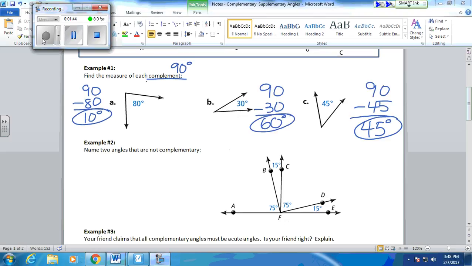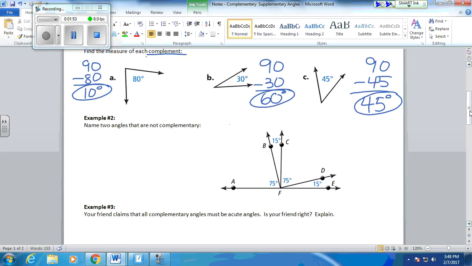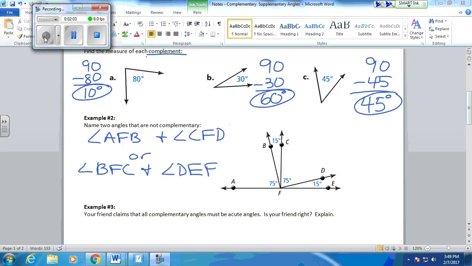Okay, so for B we got 60, C we got 45. Number two is asking you to name two angles that are not complementary to each other. So I'm going to ask you guys to go ahead and practice naming some angles. They want two that are not complementary to each other.